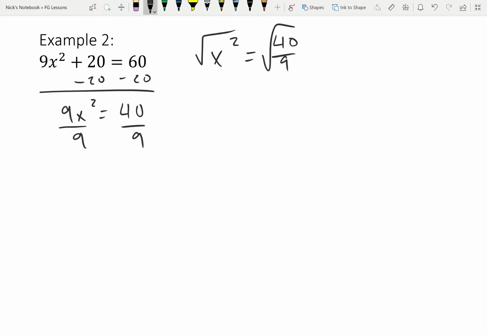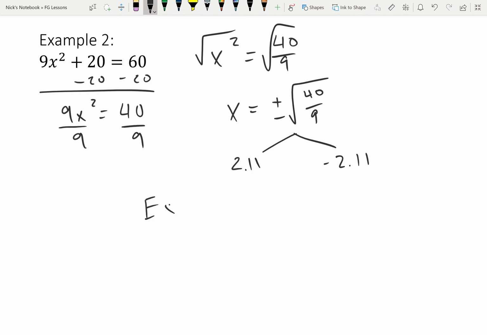So we get x equals, now we know we can do plus or minus, so plus or minus the square root of 40 over 9. All right, so the approximated answers, meaning as a decimal, we're going to get two numbers. Our decimals are going to be 2.11 and negative 2.11, rounded. All right, there you go. Our exact answers.